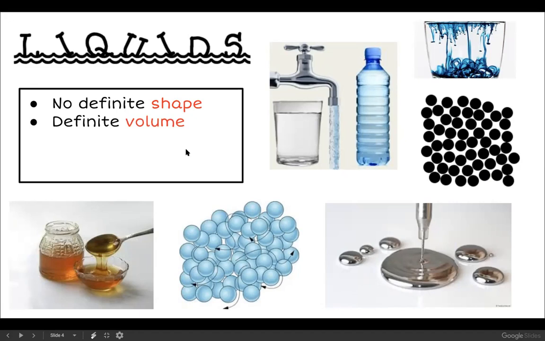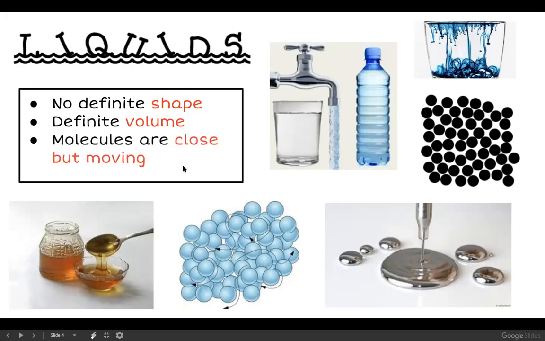However, they have a definite volume. The amount of space they take up is the same no matter what container they're in. They always take up the same amount of space. So if we have a cup of water and you pour it into a water bottle, it still takes up the same amount of space, even if it's in a different shape.